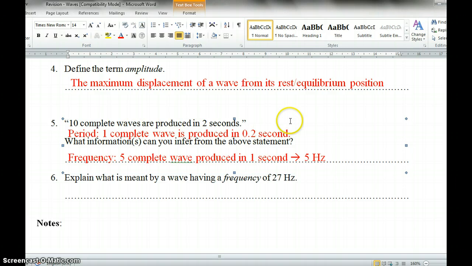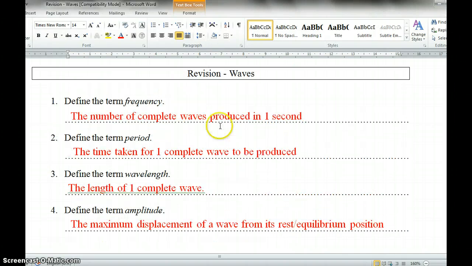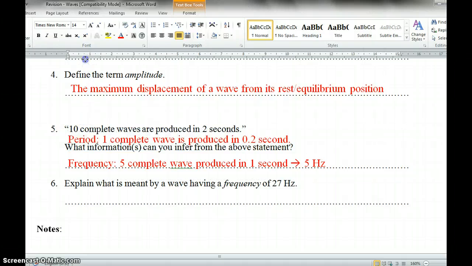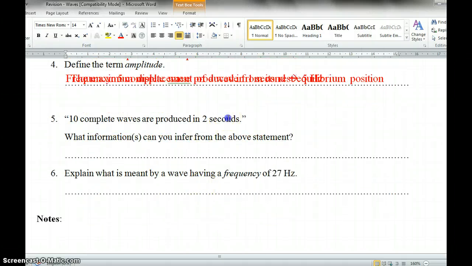Alright, this is very, very crucial because in O-level, and in fact the teachers in the school, when we set papers, we will not directly give you information about frequency. Like for example, frequency is so and so, period is so and so, calculate speed. Now that would be too direct. What we will do on the other hand is to give you information like this. Okay, 10 complete waves produced in 2 seconds. And then you use this information to derive information about frequency and period and use that to calculate something else.